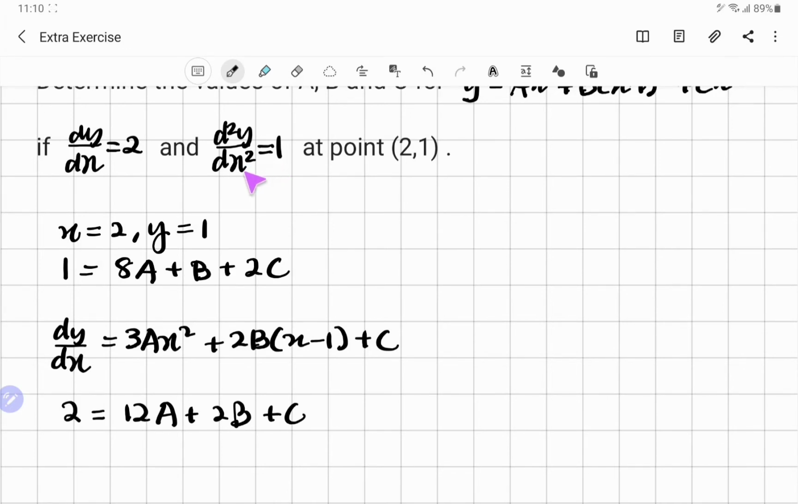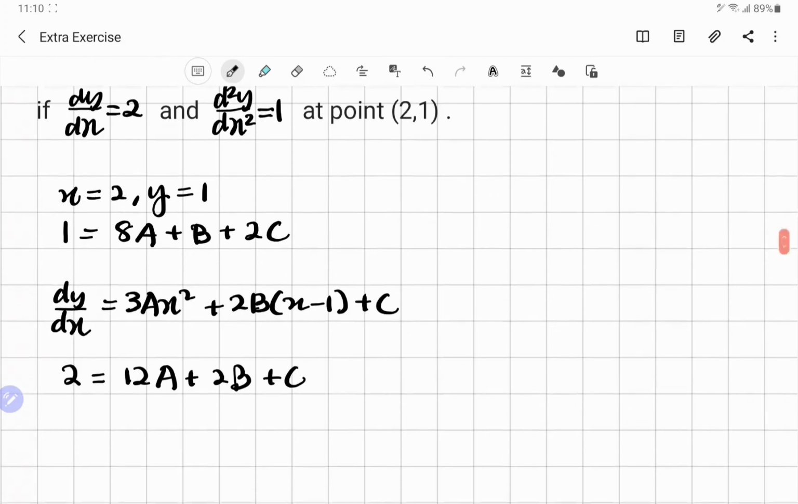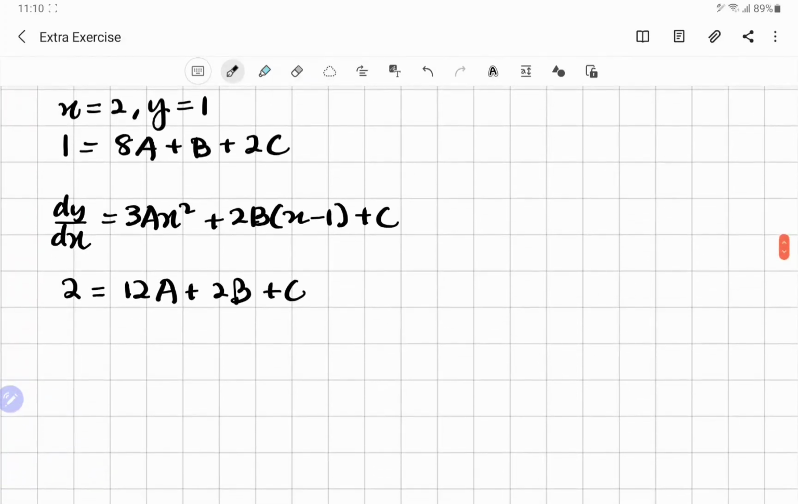Next, we need to find the second derivative. Differentiate once again our dy/dx. We're going to get d²y/dx² equals differentiate 3ax squared is 6ax, plus write down the constant of 2b, differentiate x minus 1 is 1, and differentiate constant c is 0.